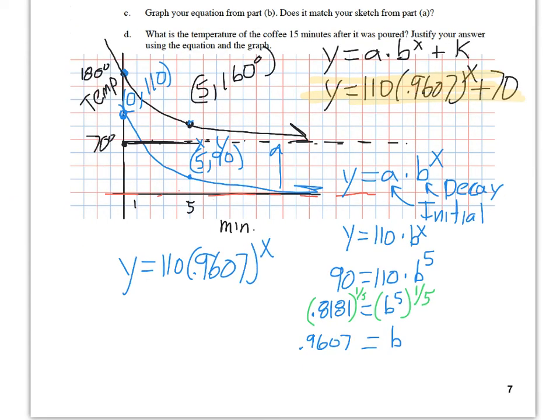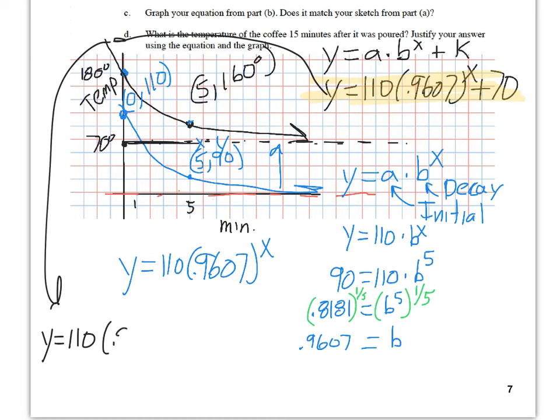We're going to jump to part D and answer that question. What is the temperature of the coffee 15 minutes after it was poured? So this is for the black graph using the equation with the vertical shift. So y equals 110 times 0.9607 raised to the 15 minutes plus 70. So y equals 130.285 degrees Fahrenheit.